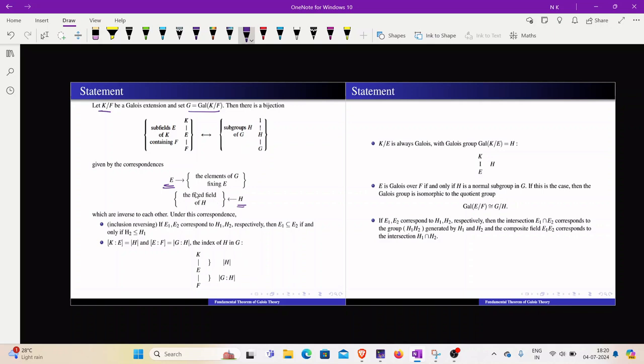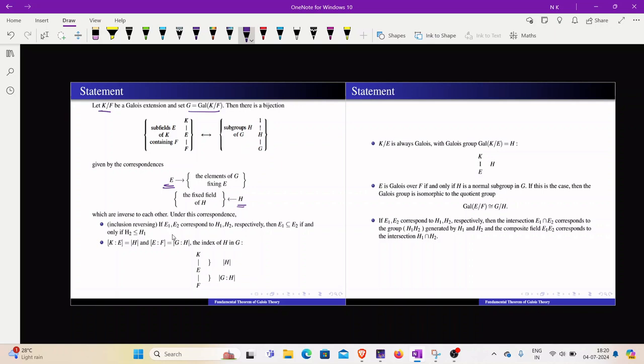So likewise this correspondence is defined from left and right, and these two correspondences are inverses of each other. That means if you have taken E, then definitely H is going to be the elements of G fixing E, and if you have taken H, then definitely E is going to be the fixed field of H. So under this correspondence, these five things are satisfied.